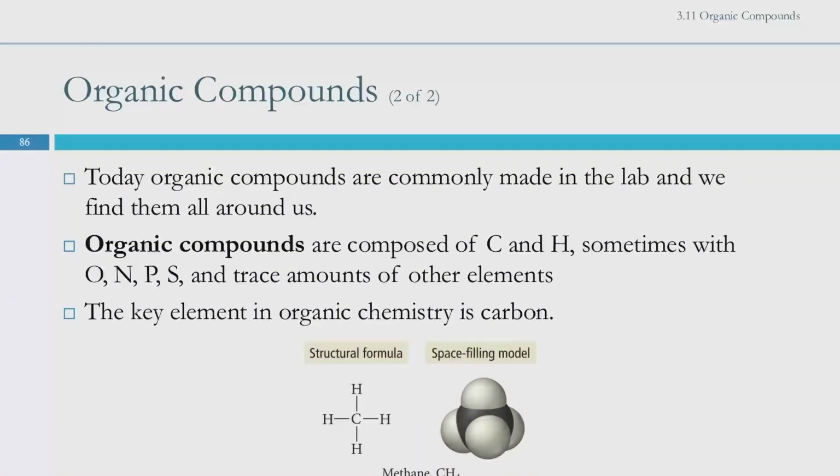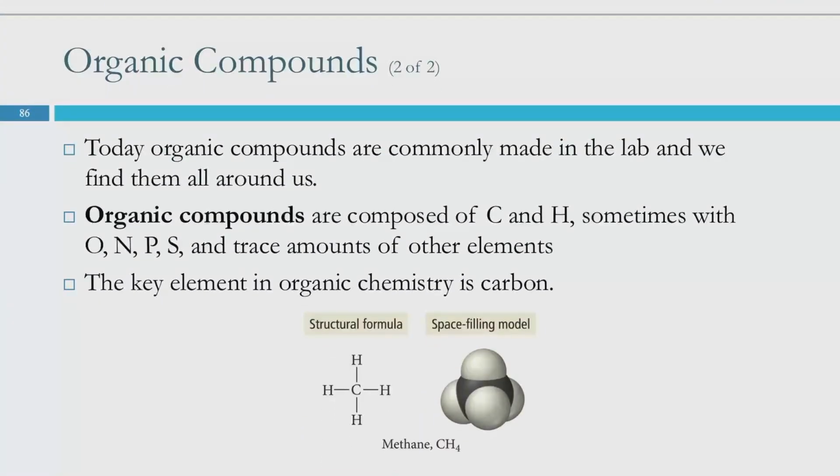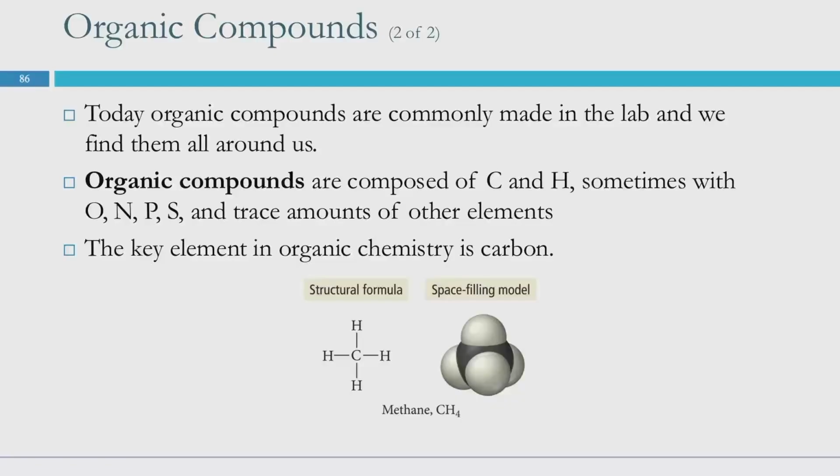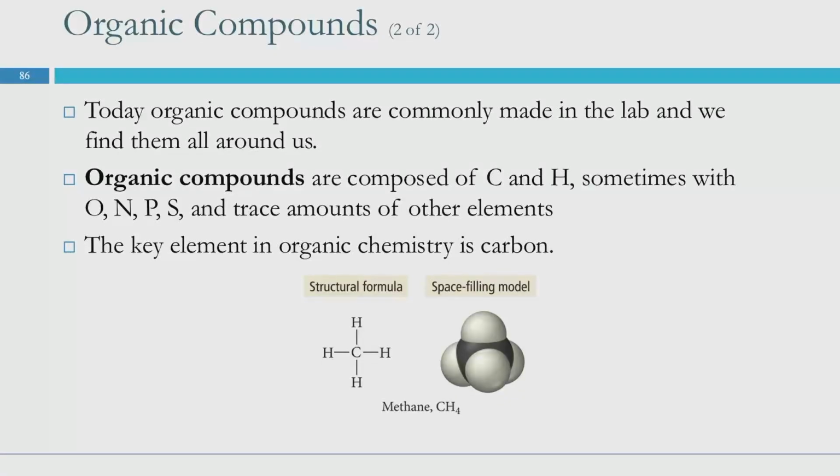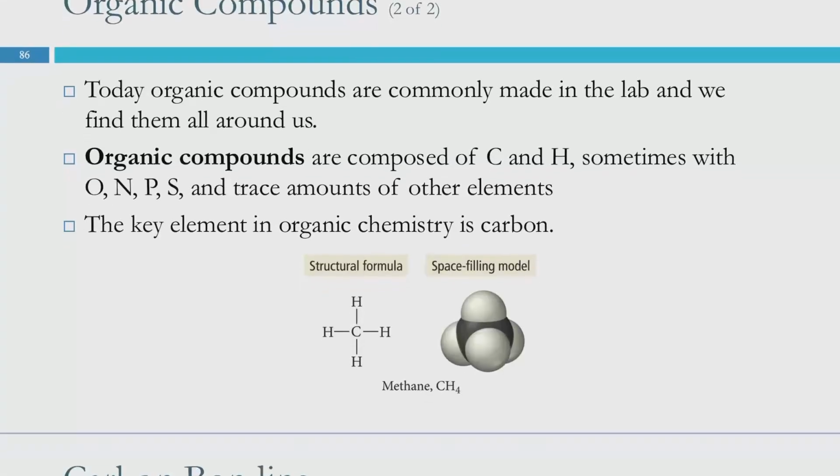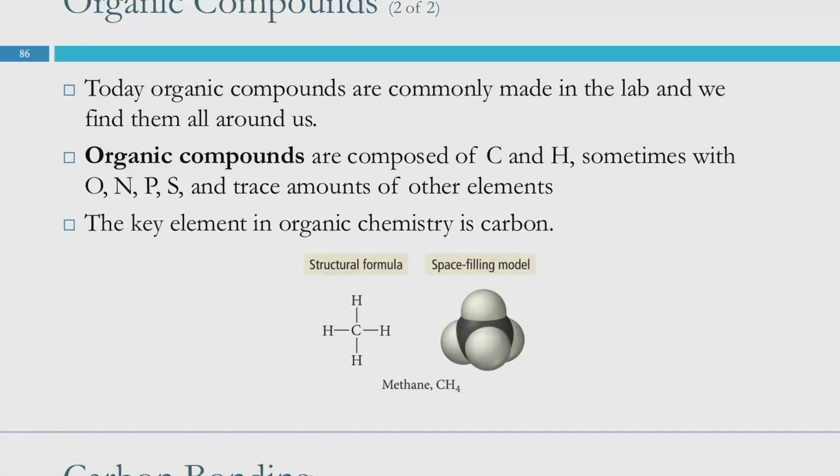Today, organic compounds can be made pretty easily. We're good at chemistry now, relatively speaking. So we can make them in the lab. We find them all around us. It includes some medicines. Organic compounds are composed of carbon and hydrogen with some other elements in there, but carbon is basically the backbone of organic compounds. So the key to organic chemistry is carbon.